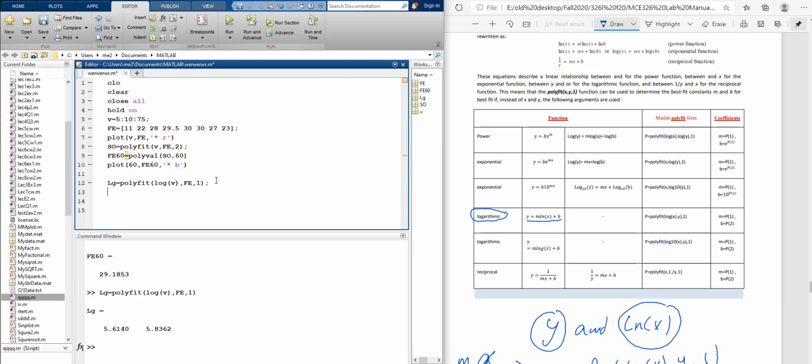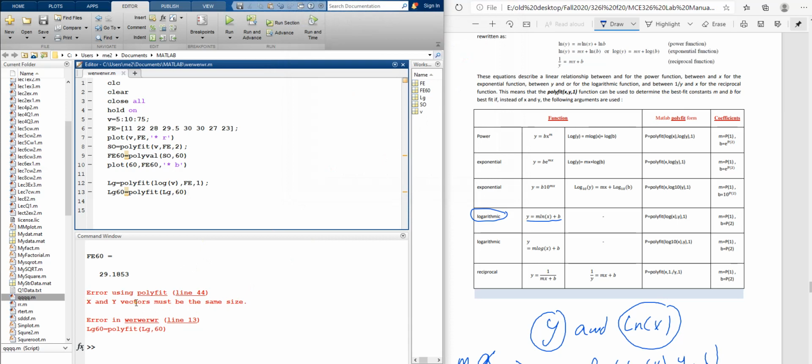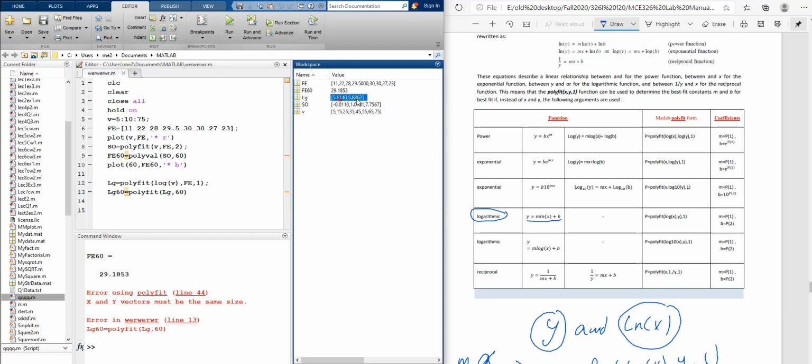Now, I want the value of LG at 60. LG at 60 equals polyfit of the vector LG at which value? At 60. Let me run the program and show you the result. We have a mistake here. What is this mistake? X and Y should be the same size. Where is it? Line number 44 in that plot. LG60 equals polyfit LG at 60. Let me check the LG. The LG is two values. That's right.